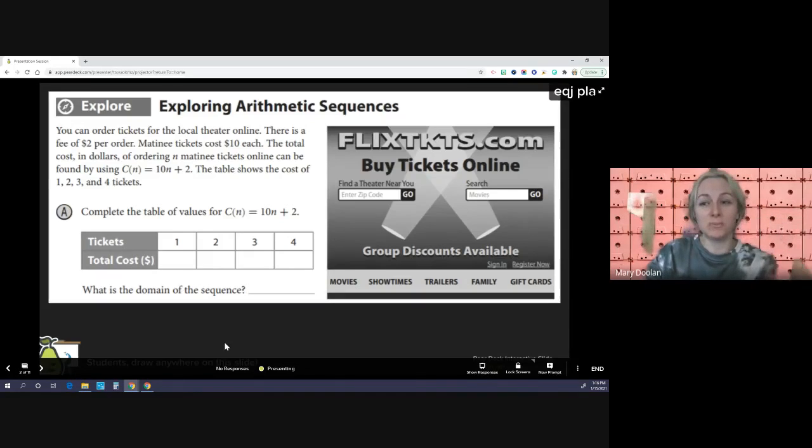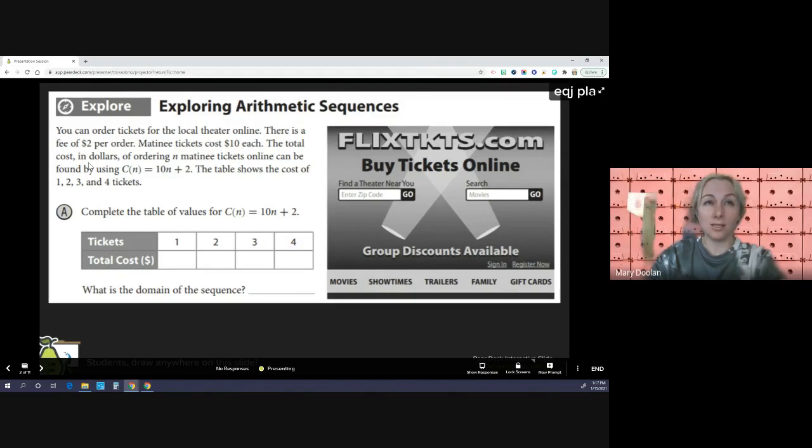All right, we're just going to jump right into an interactive slide here. This is a real life example of an arithmetic sequence. We have this website where you can buy tickets to go to the movies. This is pre-coronavirus, to go to this theater online. There's a $2 fee per order. So every time you make an order, no matter how many tickets you get, they're going to charge you $2, like a flat fee. And matinee tickets cost $10 each.